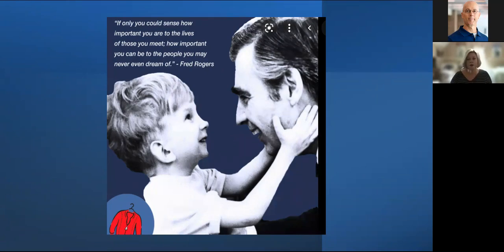This particular quote, this is one of my favorite pictures of Mr. Rogers with a child. This is a child who has a visual impairment. And I love the way that he's looking at and developing a relationship with the child. And the quote says, "If you could sense how important you are to the lives of those you meet, how important you can be to the people you may never dream of."